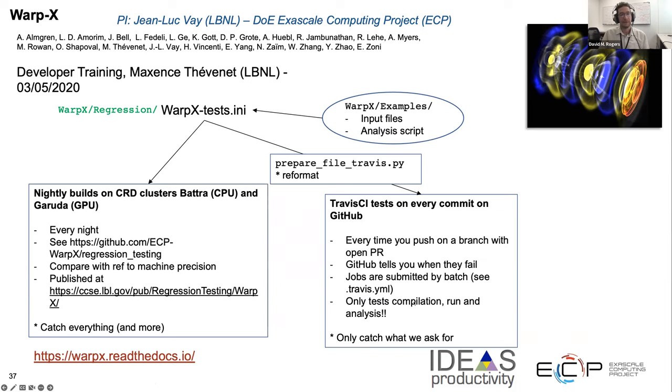They only catch what you ask for in CI. The nightly builds will catch everything. And they run every night, but they take longer to run and use special resources. So they have specific clusters that they run these on. WarpX is also able to use its example input files and analysis script during its tests.